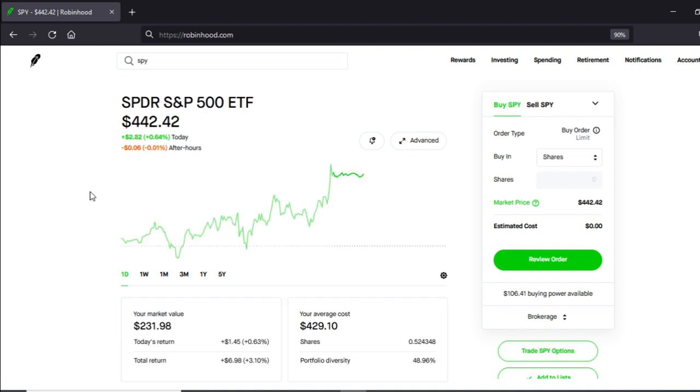So let's get in depth with the strategy. The goal is to use only $100 and the outcome is to make 15% return or a flat $15. So here goes. Let's get into the options chain for today's video. Now for today's video, we're going to be using the SPDR ETF, ticker symbol SPY. Let's go ahead and go to trade SPY options.